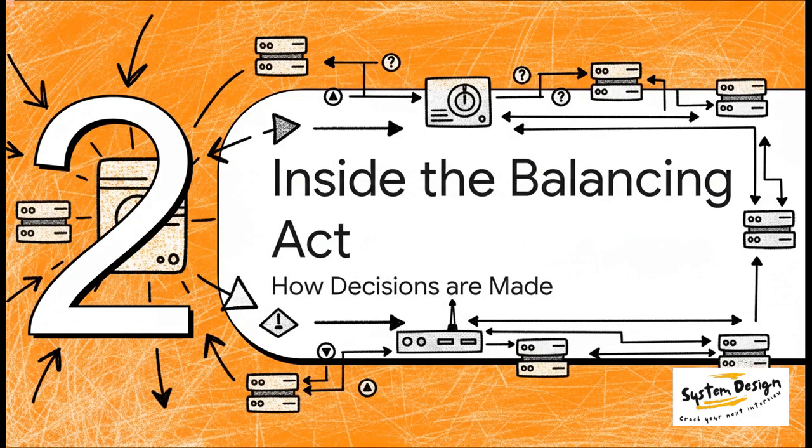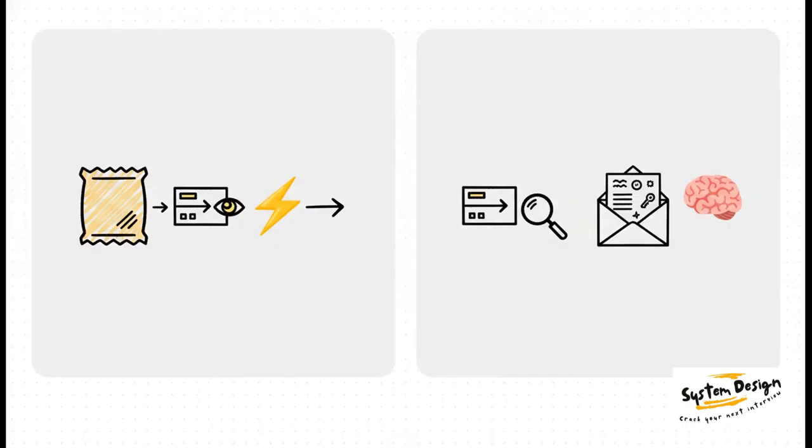Okay, so we get it. The load balancer directs traffic. But how? How does it decide where to send every single request? This is where it gets really cool, because there are different strategies, and the one you choose depends on what the load balancer can actually see inside the request. So load balancers really come in two main flavors. Over on the left, you've got your L4 balancers.